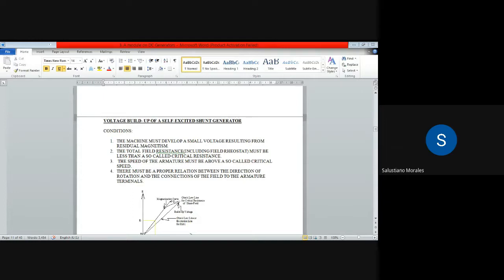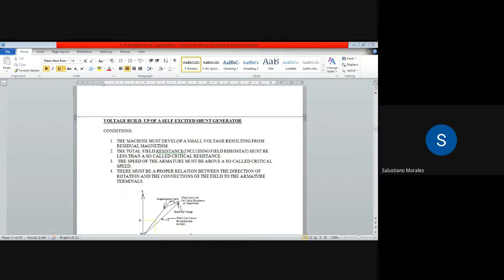We're already finished discussing the two kinds of DC generators. So we have the separately excited generators and the self-excited generators. In the separately excited generators, we need to consider another source of DC voltage, say another DC generator or a battery, to excite the field windings.